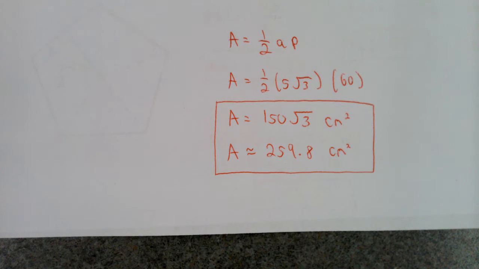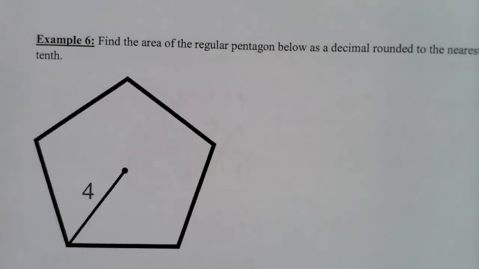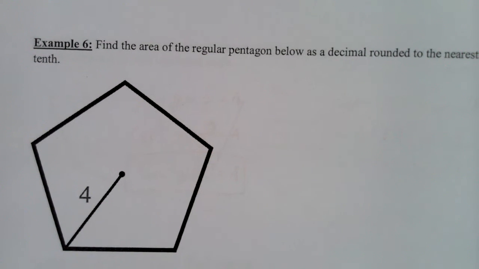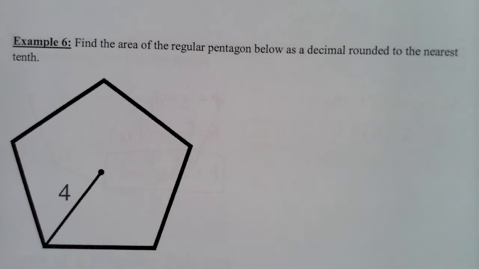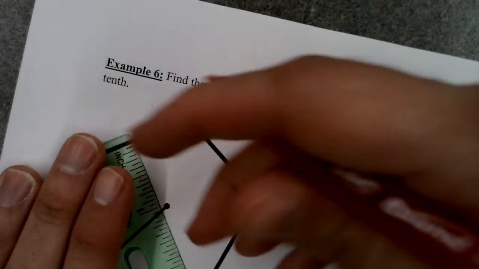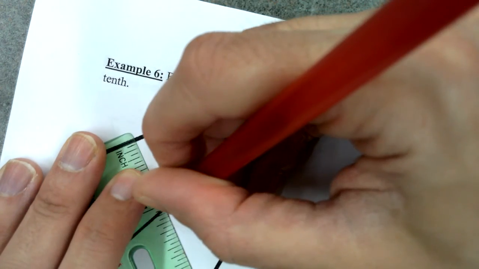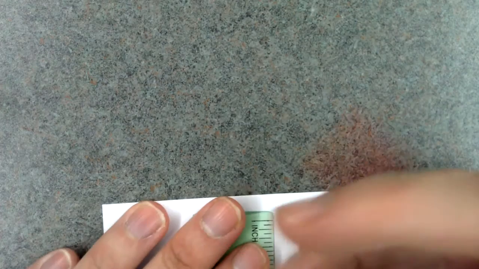Okay, one more. The hardest one, probably. Find the area of the regular pentagon below as a decimal, rounded to the nearest tenth. What I'm going to do for this one is draw in all the central angles. We don't have the perimeter. We don't have the apothem. We have nothing right now. Let me draw in all the central angles. This is a hard one.